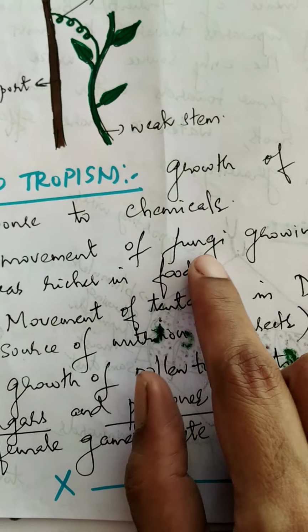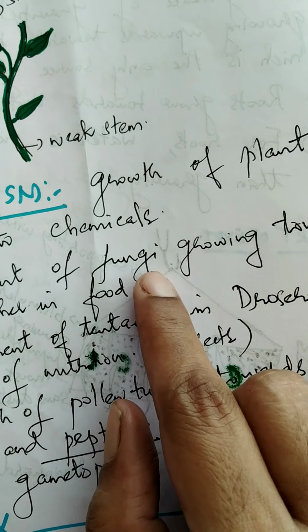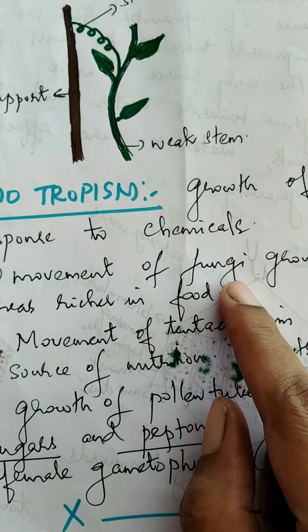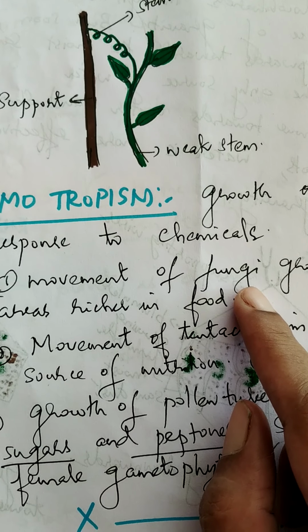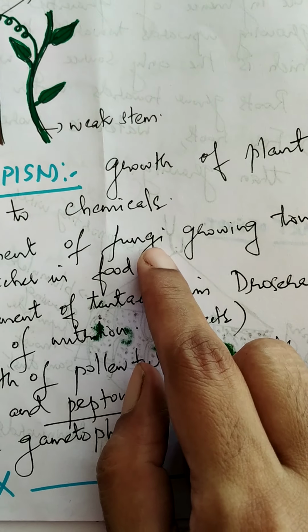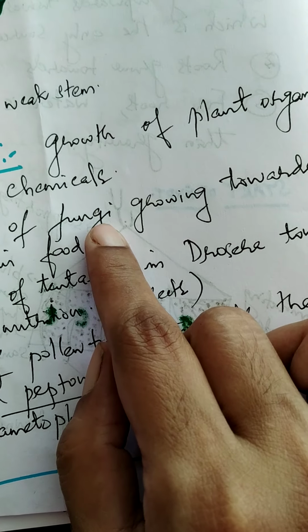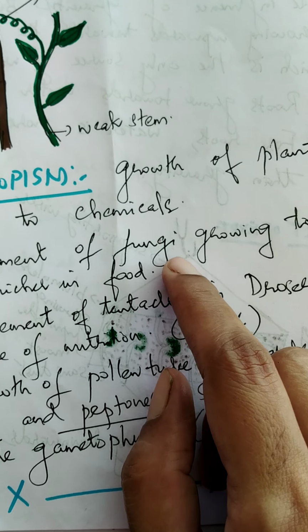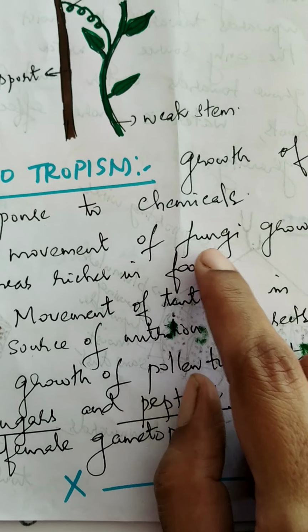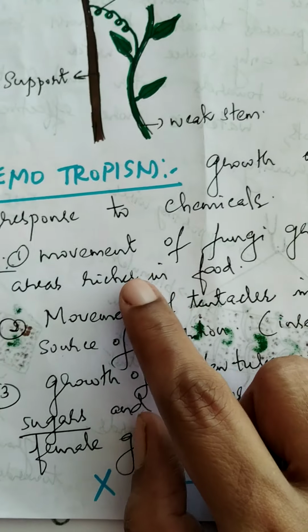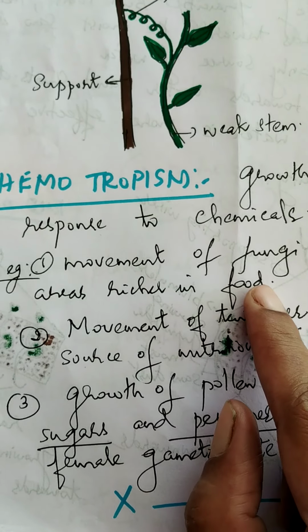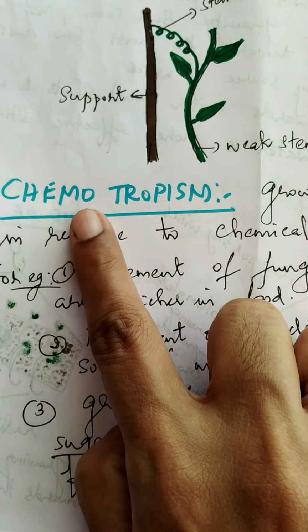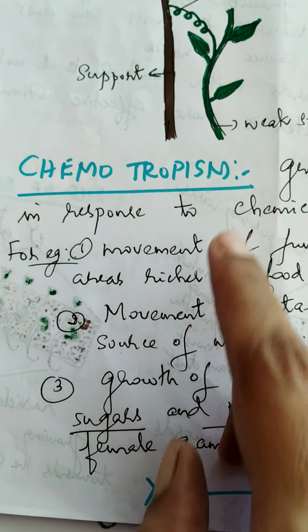First one is the movement of the fungus. We know the fungus undergo heterotrophic nutrition. They depend on decayed matter or some rotten material for their nutrition. So mainly these fungi grow towards the areas which are richer in food with the method called chemotropism.